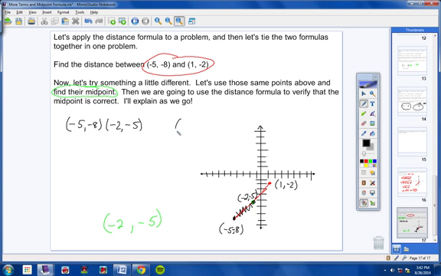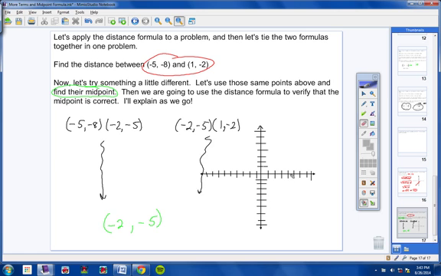Then I'm going to find the distance from -2, -5 to 1, -2. And that's the distance from here over to here. And if this point here is truly the midpoint, which it's supposed to be, then the distance I get for these two ordered pairs and the distance I get for these two ordered pairs here should be the same distance. So let's go ahead and get started and let's see if that happens. Okay, so let's find the distance between those 2 points and the distance between these 2 points also.